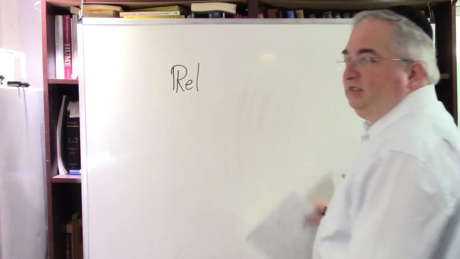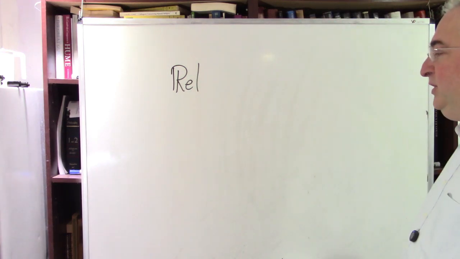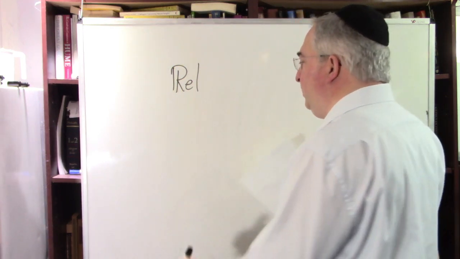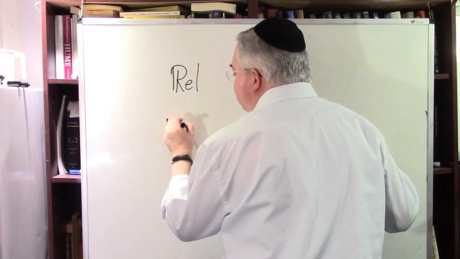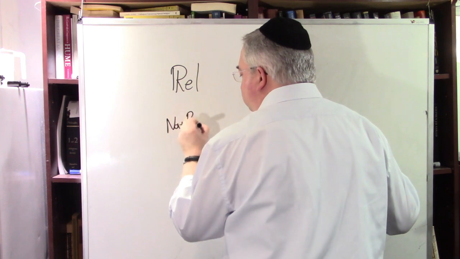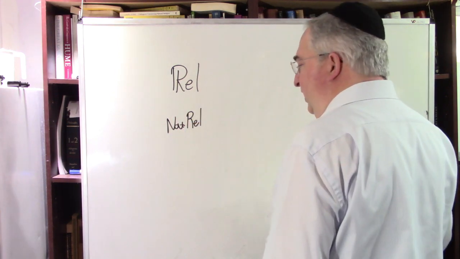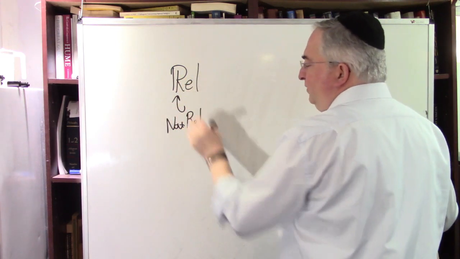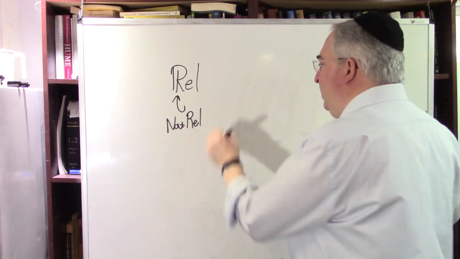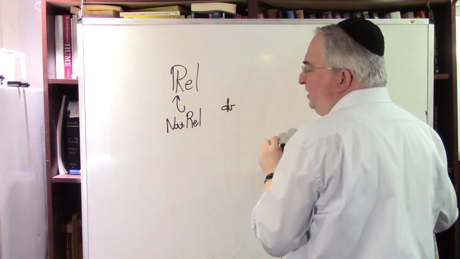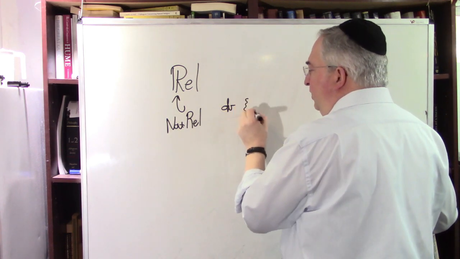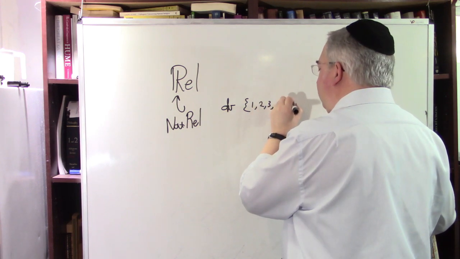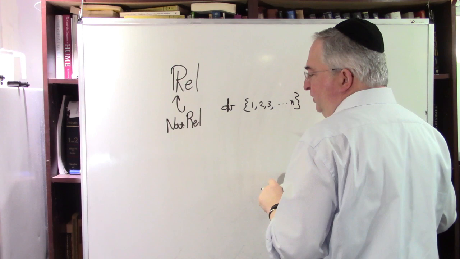Let's remember what this is. This is the category Rel. The objects are sets, and the morphisms are relations between sets. Now I want to talk about something else called NatRel. Here's a subcategory of this. Let me tell you what the objects are. The objects are sets of natural numbers, so 1, 2, 3, up to n. That's a typical object here.